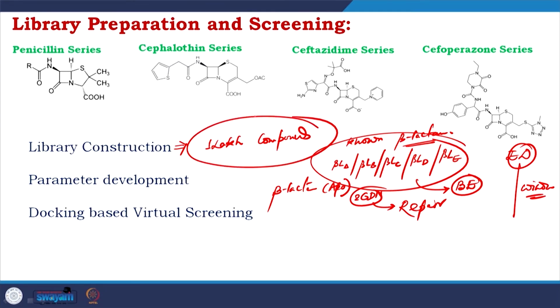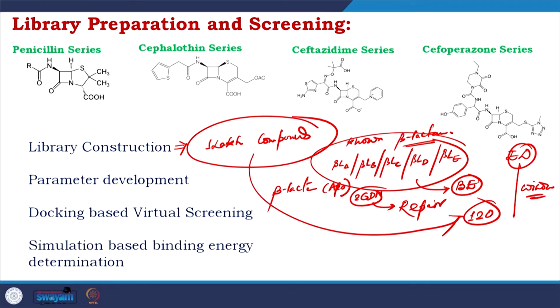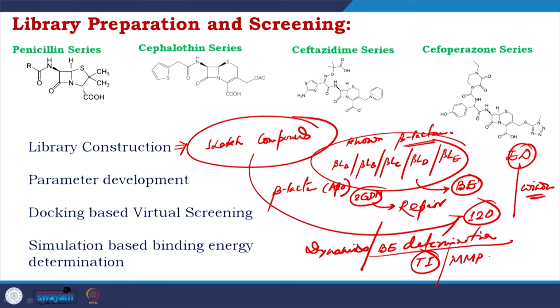We had 1 lakh compounds and we are down to around 120. For these 120, we do dynamics. Dynamics followed by binding energy determination. We use two methods. One is thermodynamic integration and another is PBSA GBSA, and then cut them down to 50.